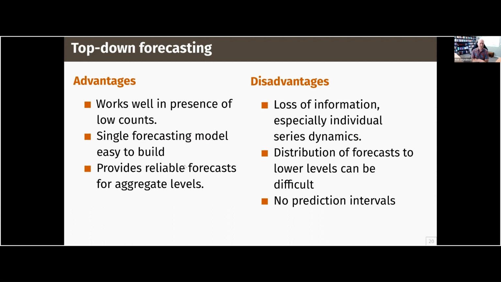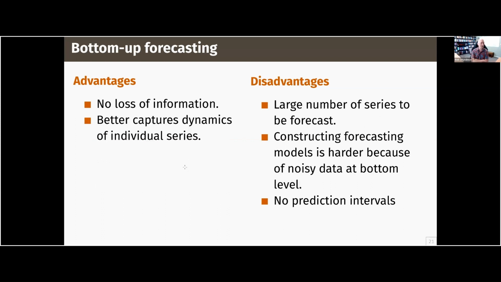And the distribution of the forecast to lower levels is not always straightforward, and it only really worked if it was strictly hierarchical. If you have different grouping factors, then you can't really do this properly. Plus, of course, there was no way of getting prediction intervals. On the other hand, bottom-up forecasting didn't lose any information because you were using all of the data at the most disaggregated level. So it captured the dynamics of the individual series quite well. But you had a lot of series to forecast, and those series are noisy. They often just have zeros and ones and twos in them if you disaggregate enough, and so it's really hard to build a good model there. And again, there were no prediction intervals.